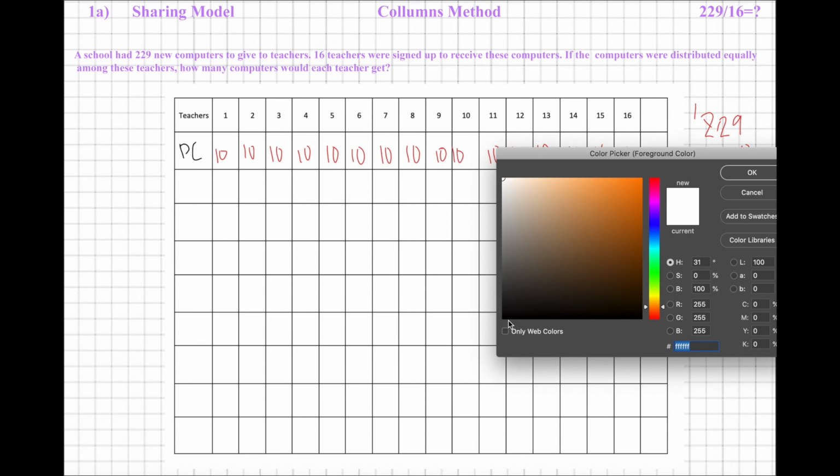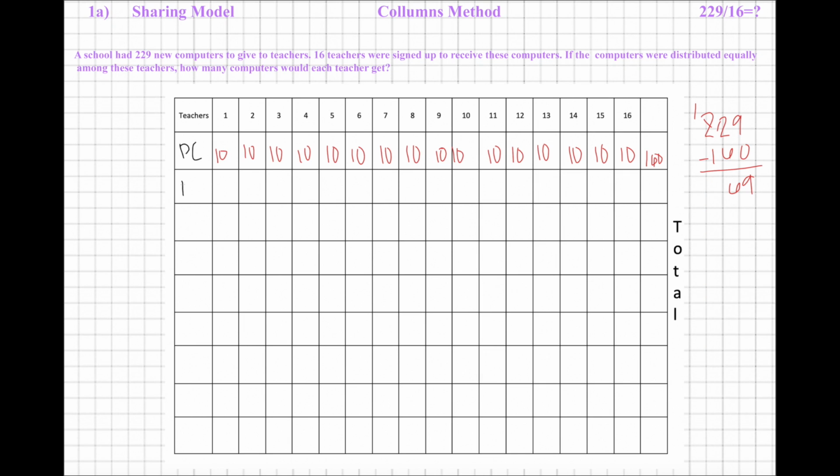So I think the next thing that I'm going to do is do another column. So PC, representing computer. And let's try to give them 5. Let's see. Actually, that might be too heavy a number. I'm going to start smaller and go with 2. So 2 for each teacher. 2 PCs for each teacher. Okay, when we total all this up, we should get 32. So I'm going to subtract 32 from 69. So now we have 37 remaining.